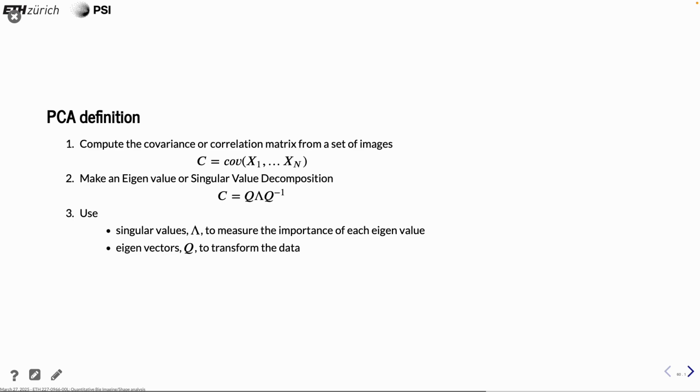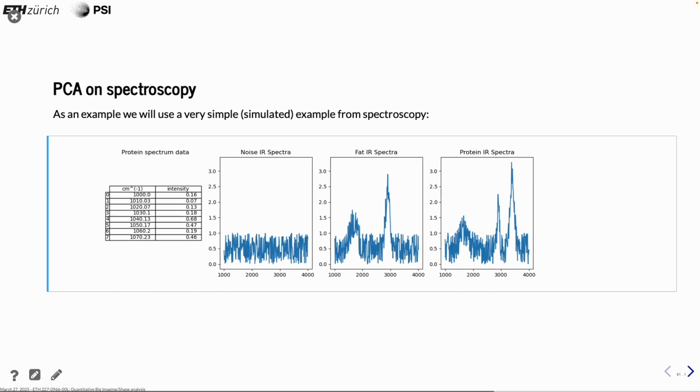And what we do, the steps are in principle, we compute the covariance matrix between our different features or different images of some kind. And from there, we do eigenvalue or singular value decomposition. And we can use the eigenvalues as a measure of how important each component is, and we can use eigenvectors to transform the data. Still may sound a bit abstract, but let's look at it.